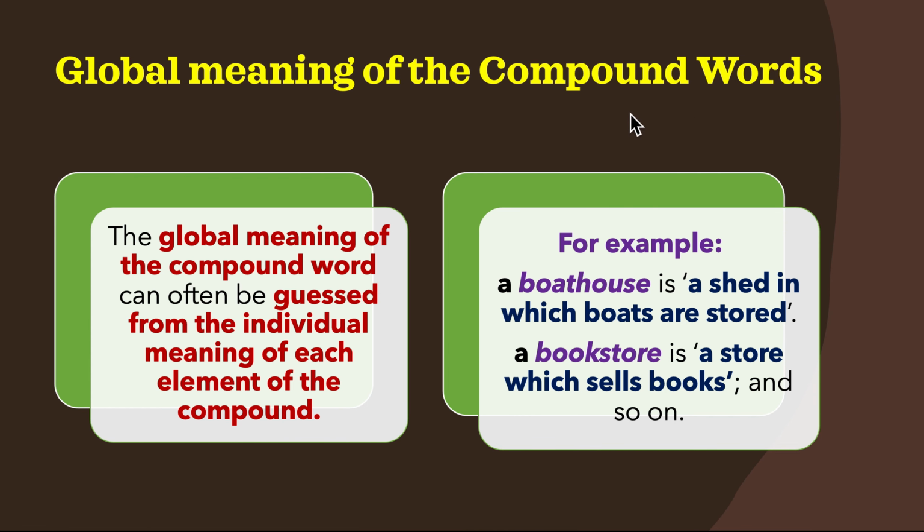Global meaning of the compound words. The global meaning of the compound word can often be gauged from the individual meaning of each element of the compound. For example, a boathouse is a shed in which boats are stored. The meaning is easily understood. A bookstore is a store which sells books, and so on. The meaning of bookstore is easily understood.